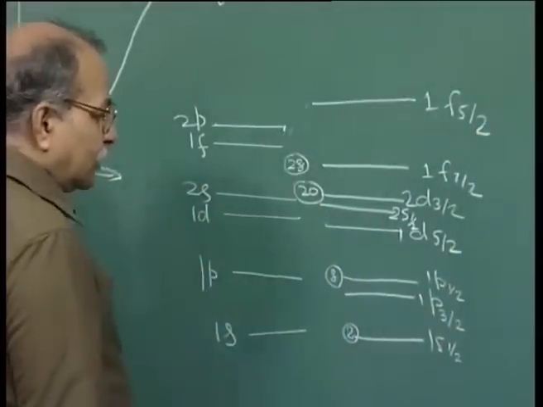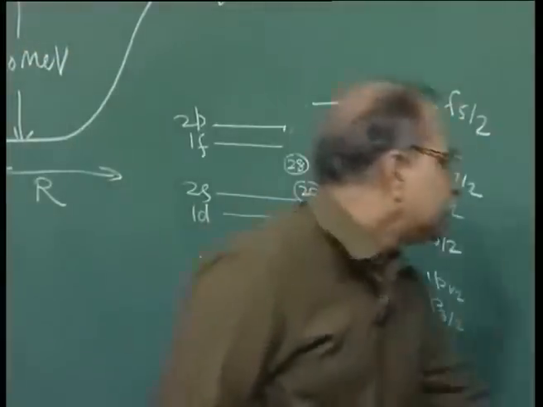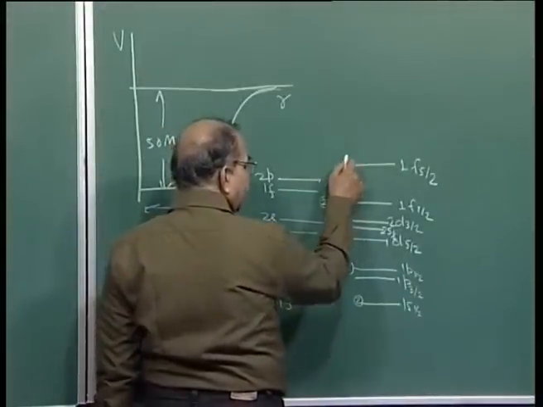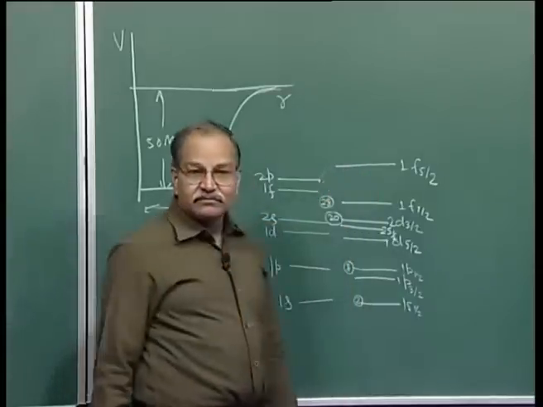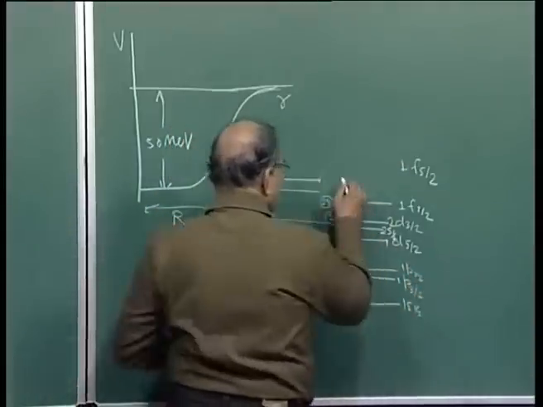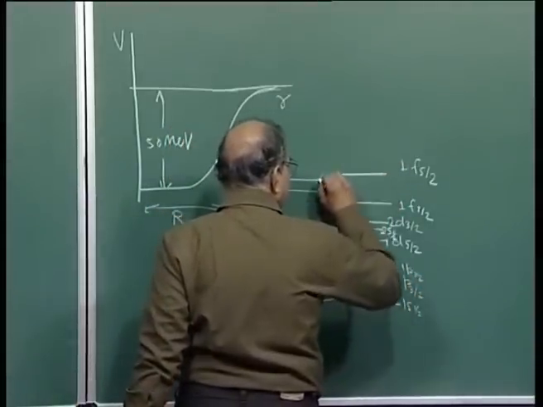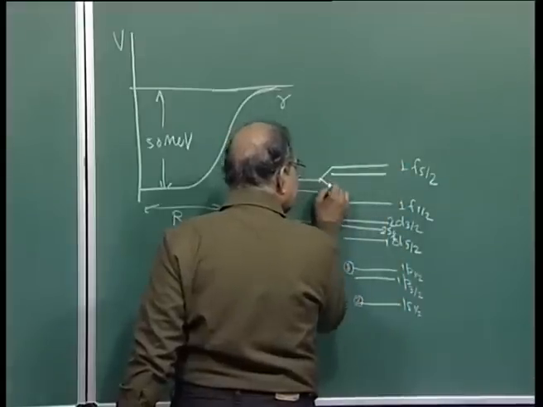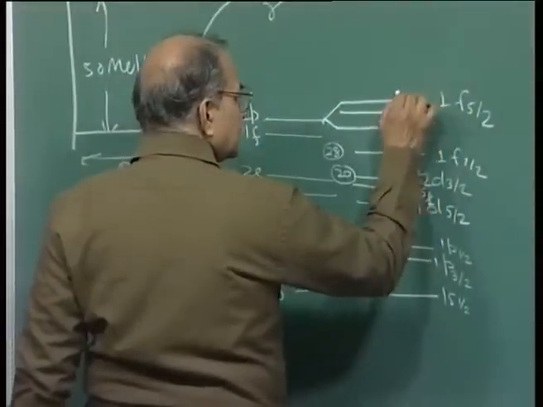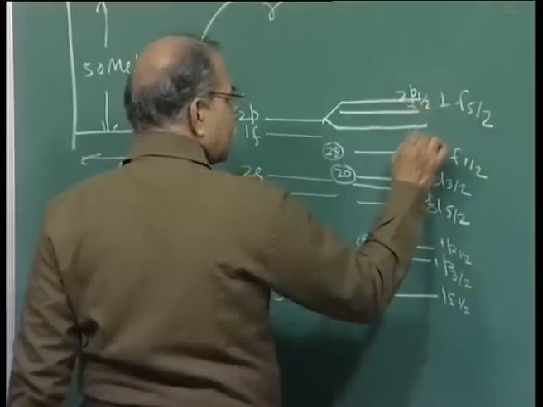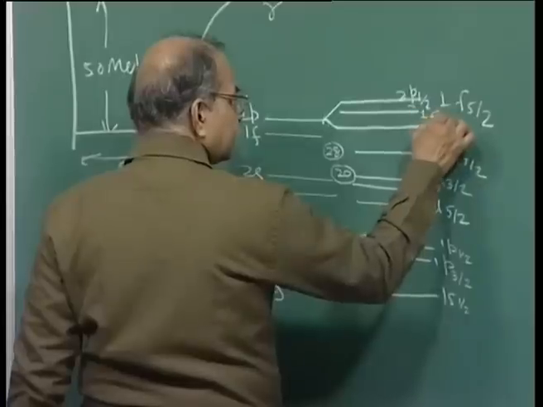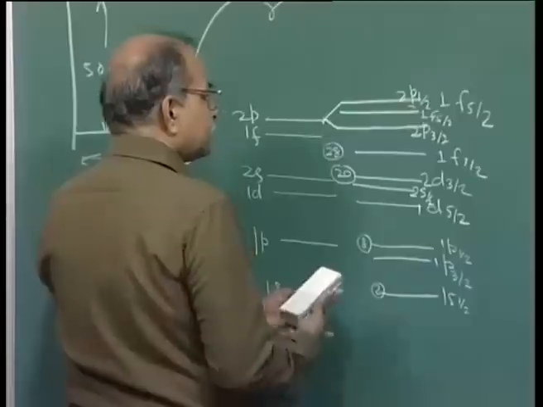And how is that written? How is that written? F comes between the 2p levels. Okay. So, this 2p, let me write it slightly lower, so that when this 2p splits, one level goes here and another level goes here. This is 2p, this is 2p 1 by 2 and this is 2p 3 by 2 and this one is 1f 5 by 2 in between.